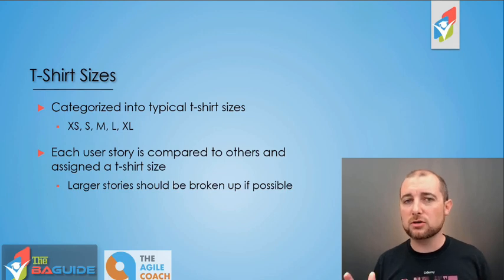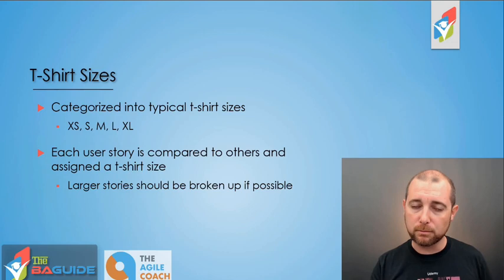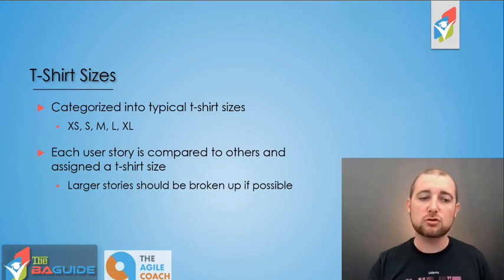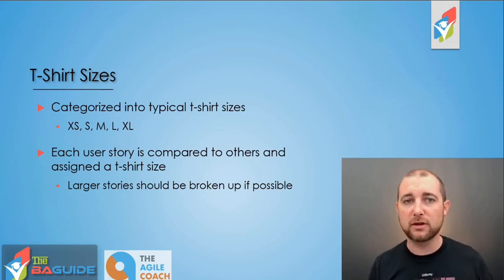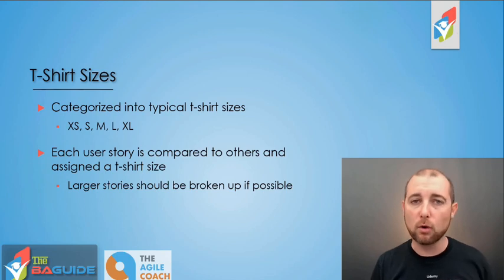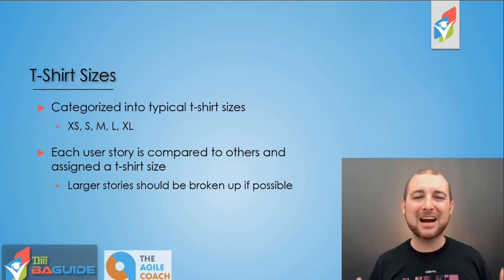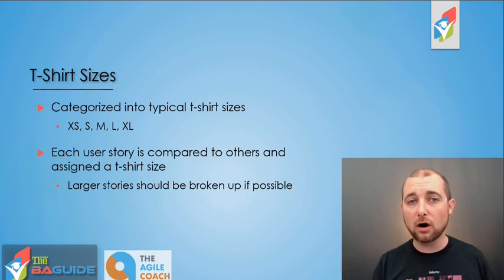The large and extra large user stories are the ones that you should look at and see if you can break them up, if possible, into smaller user stories, ones that would fit into that extra small or medium sized buckets. It's not always going to be possible, but highly recommended that you don't have many, if any, large or extra large stories as you move forward to begin some of your sprint planning. So that's the t-shirt sizes estimation technique.